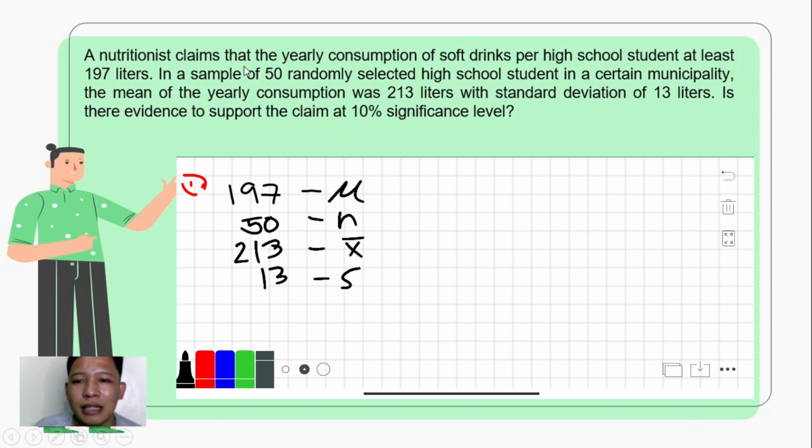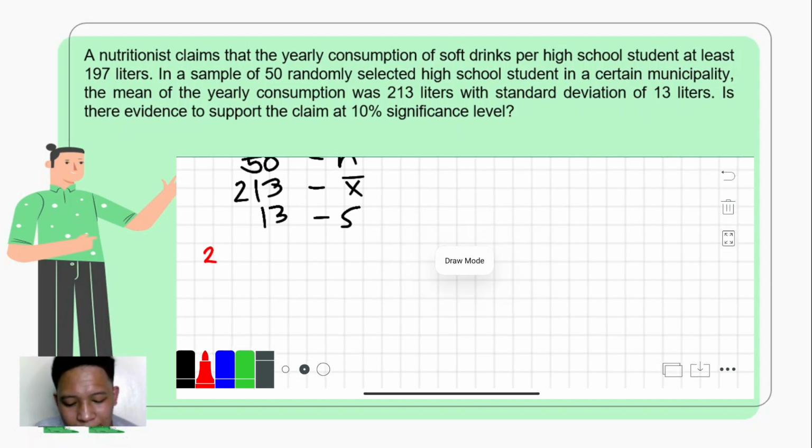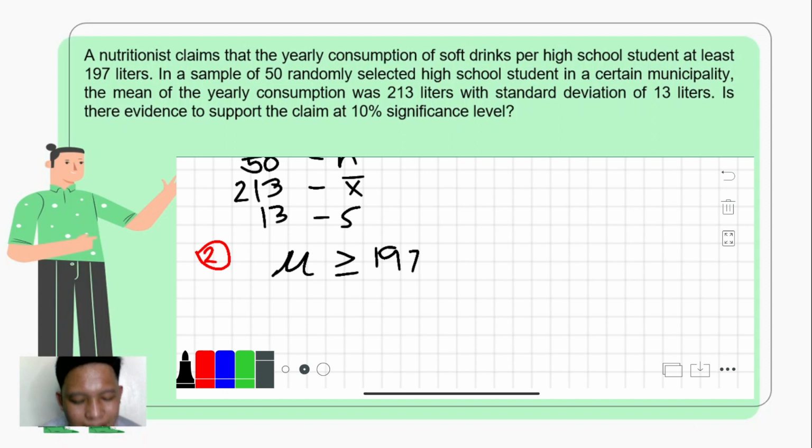And then, the question here is there evidence to support the claim at 10% significance level? Yung claim natin dito is our first statement. And that talks about our second step. Okay, our second step is for us to formulate our hypothesis. A nutritionist claims that the yearly consumption of soft drinks per high school student is at least 197 liters. So, kapag sinabi natin at least, that talks about what? Our null hypothesis, which tells us that the population mean is greater than or equal to 197. So, this is our HO.